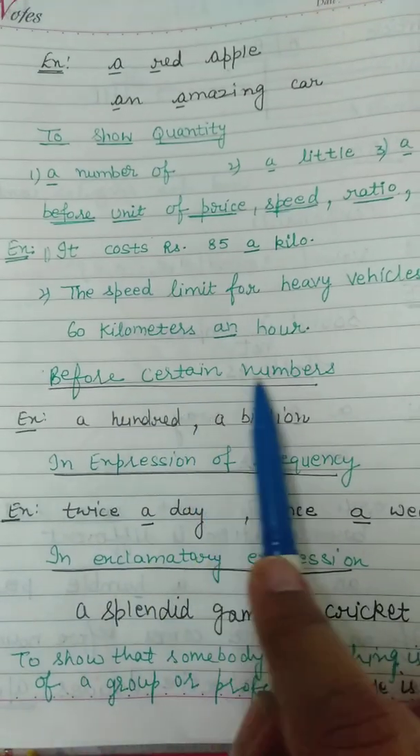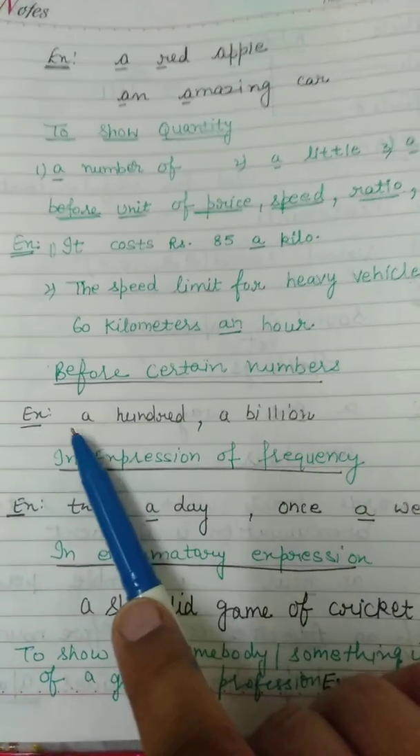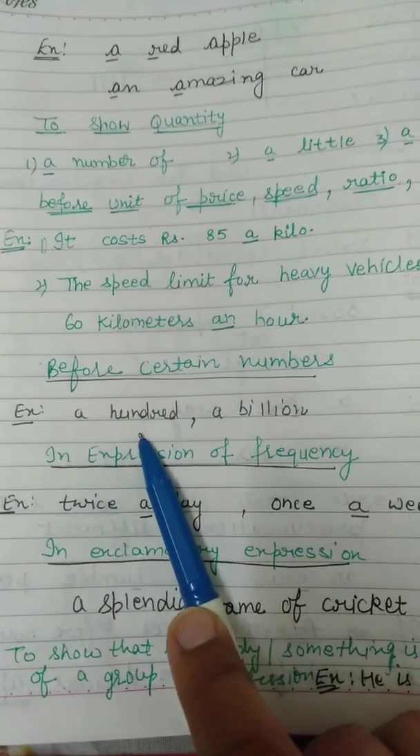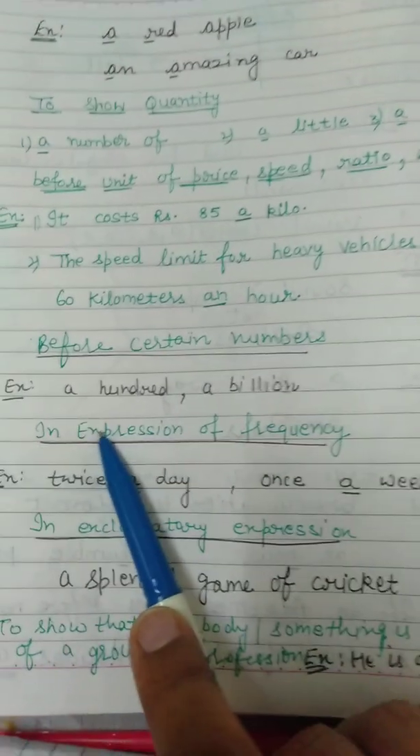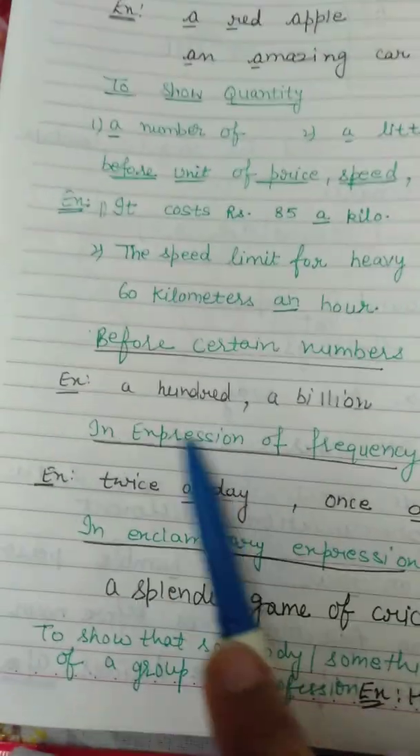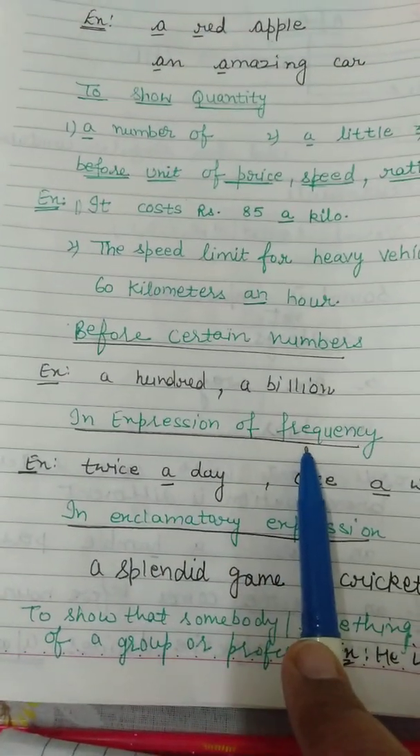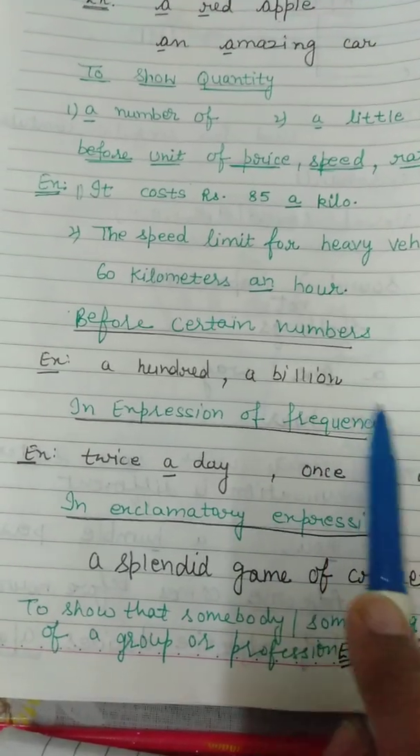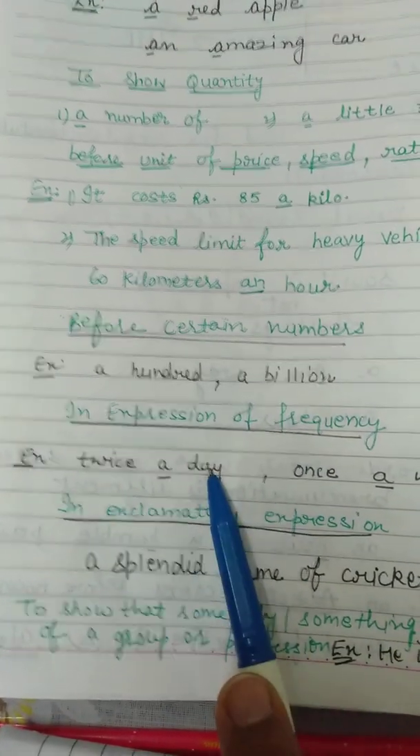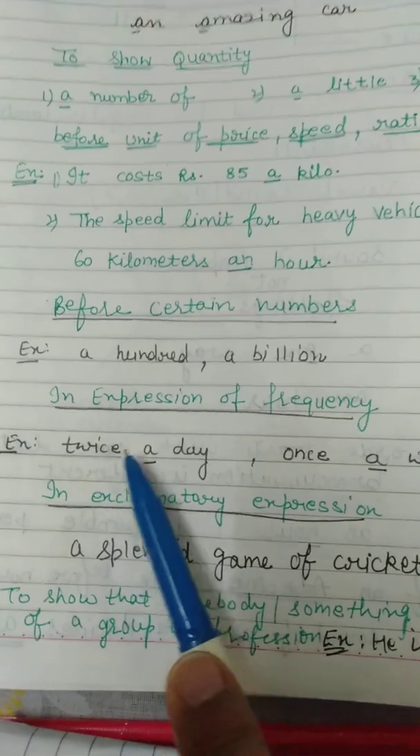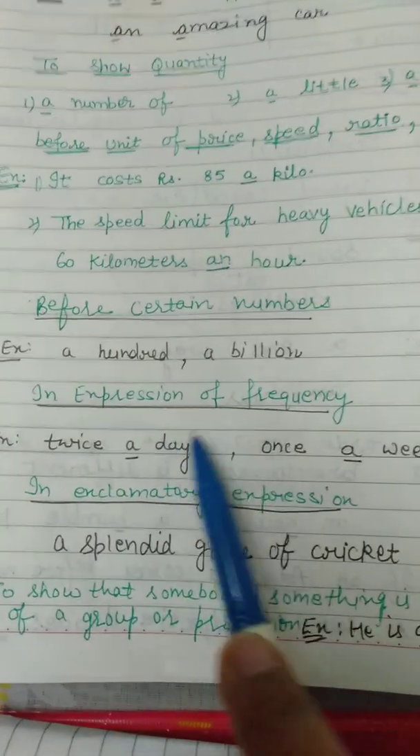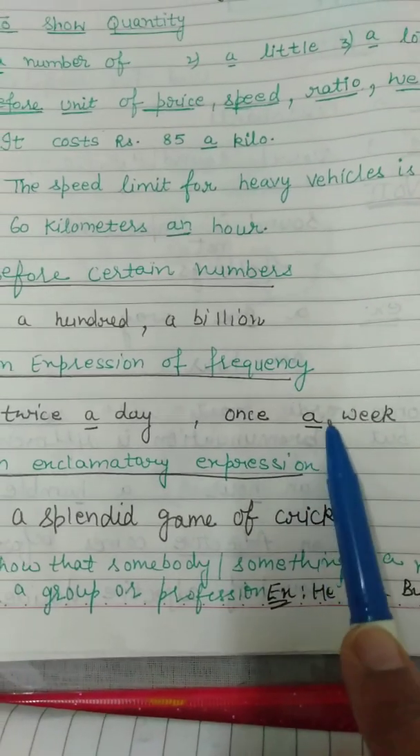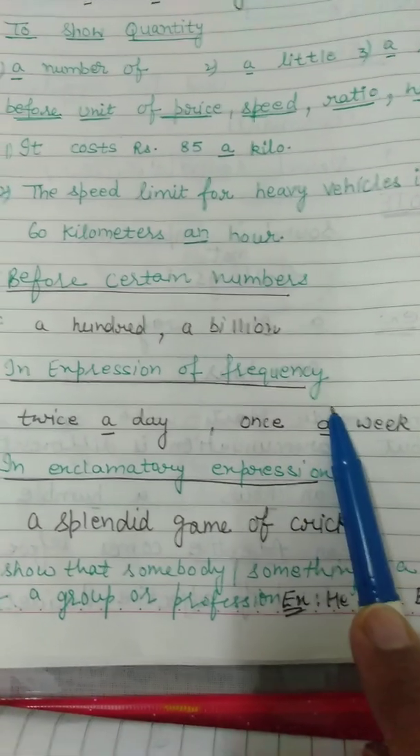Next, before certain numbers like a hundred, a billion, these types of numbers take a with them. Next is in expressions of frequency and time interval. Twice a day means two times a day. Then we use a. Once a week means only one time in a week. So we will use a.